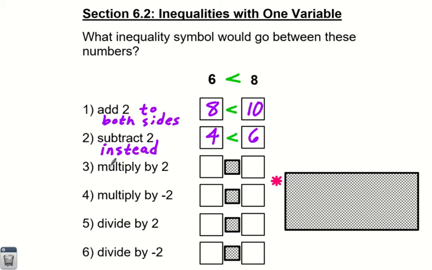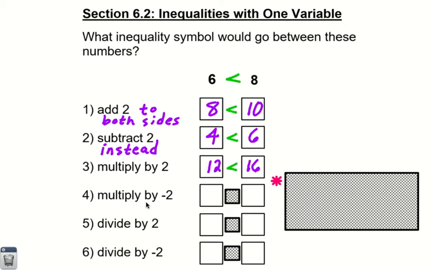What if you instead multiply by 2? Again, always going back to the original. If you multiply both sides by 2, you get a 12 on the left side and a 16 on the right side. And 12 is less than 16.